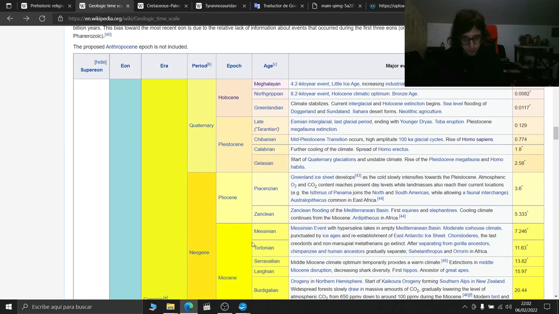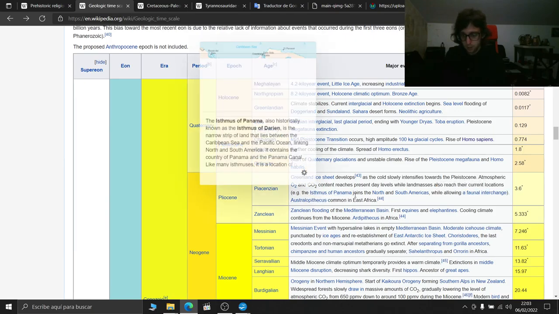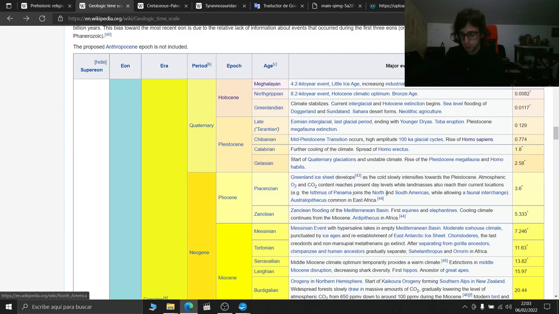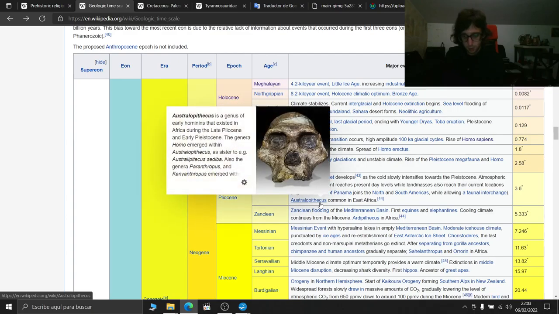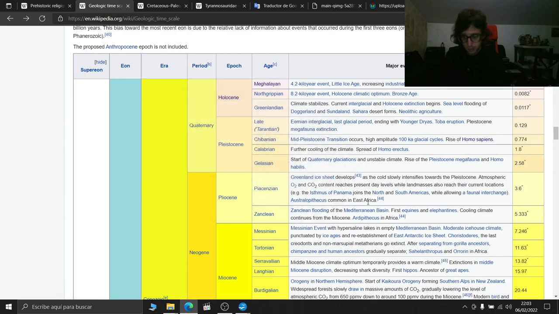Pliocene. Greenland ice sheet develops as the cold slowly intensifies toward the Pleistocene. Atmospheric oxygen and carbon dioxide content reaches present-day levels, while land masses also reach their current locations. The isthmus of Panama joins North and South America, allowing a faunal interchange. Australopithecus is common in East Africa.